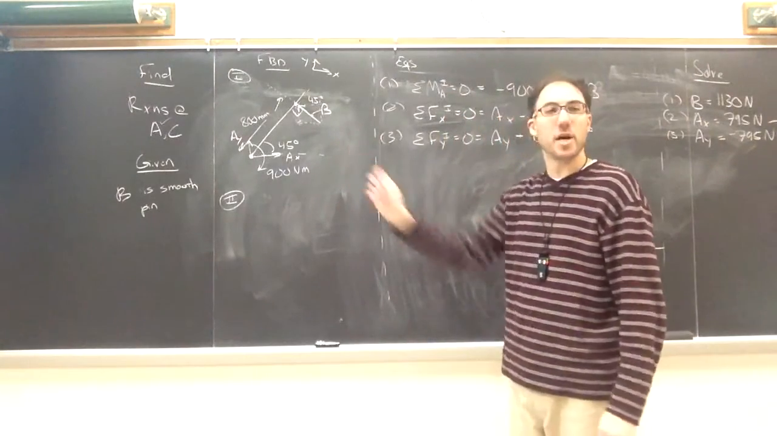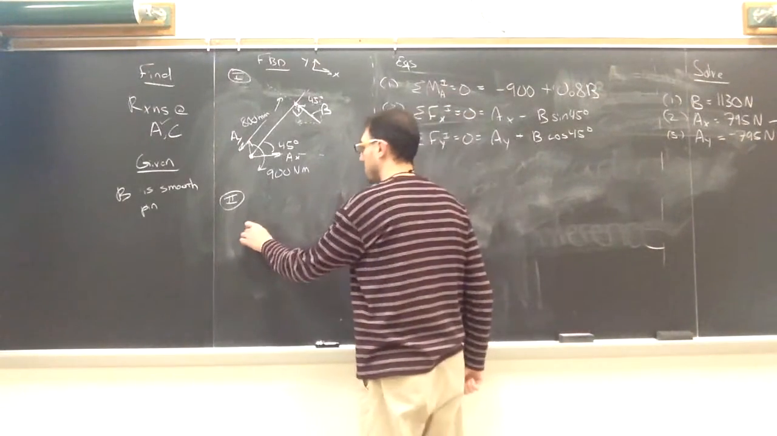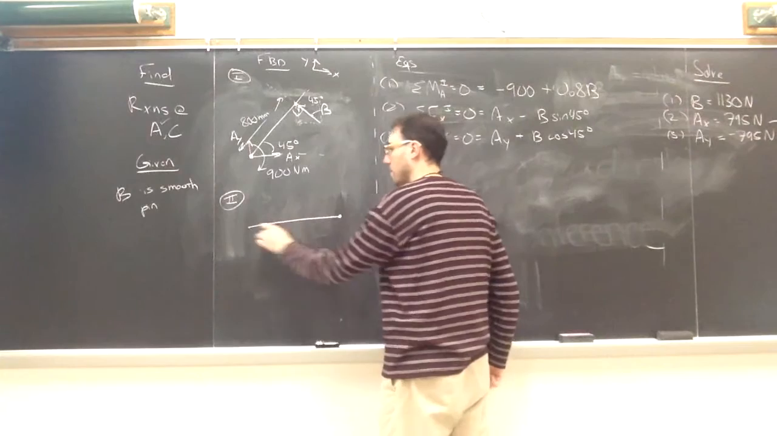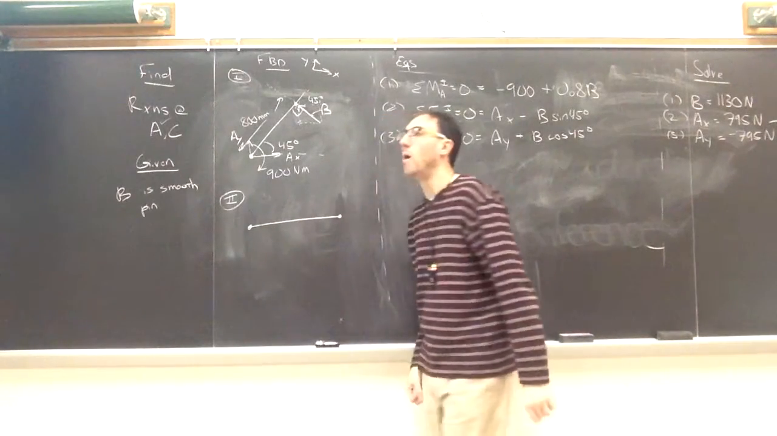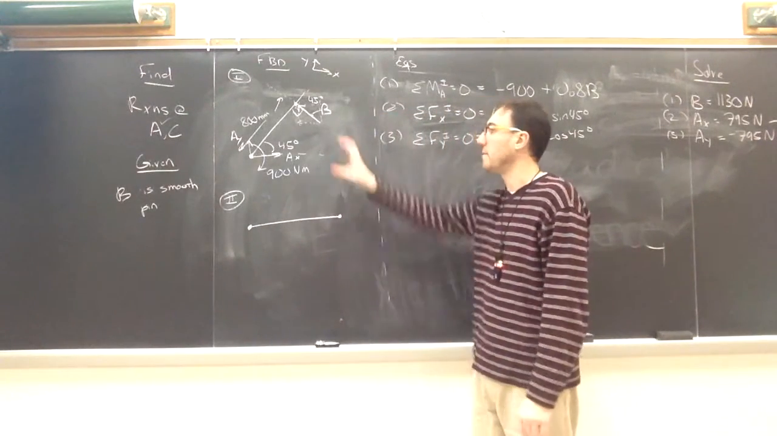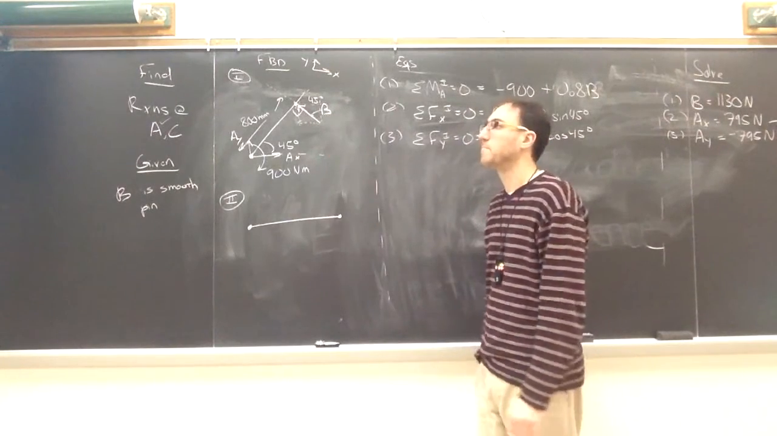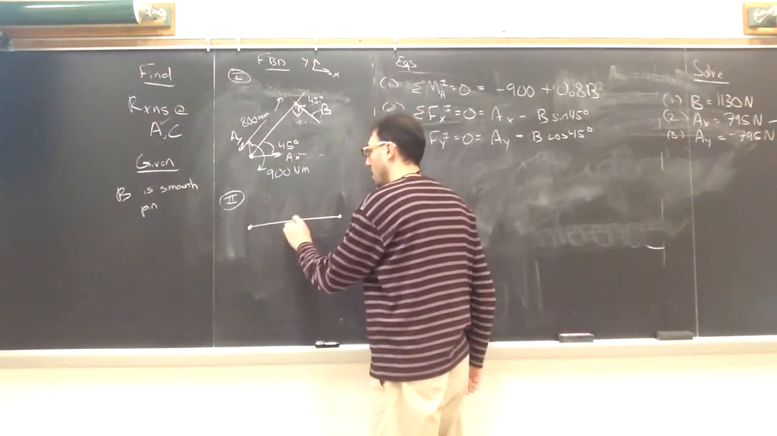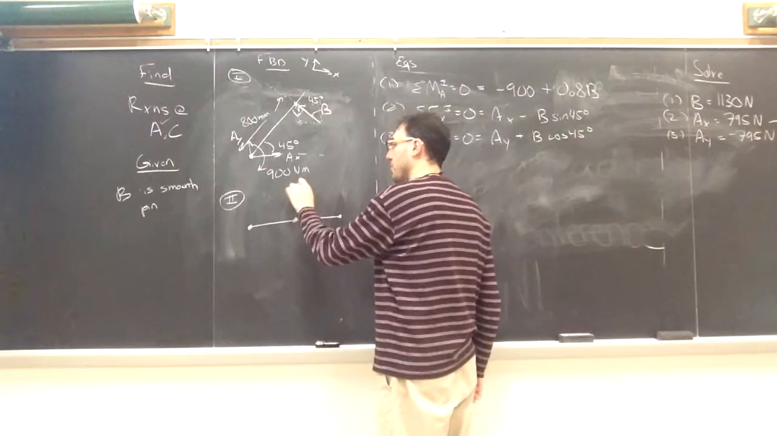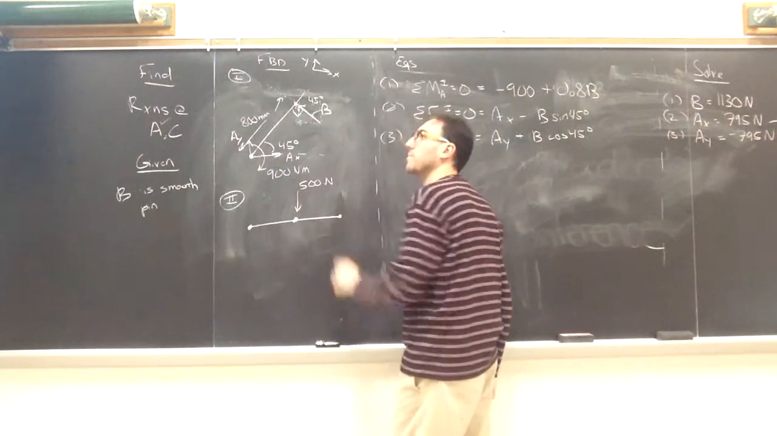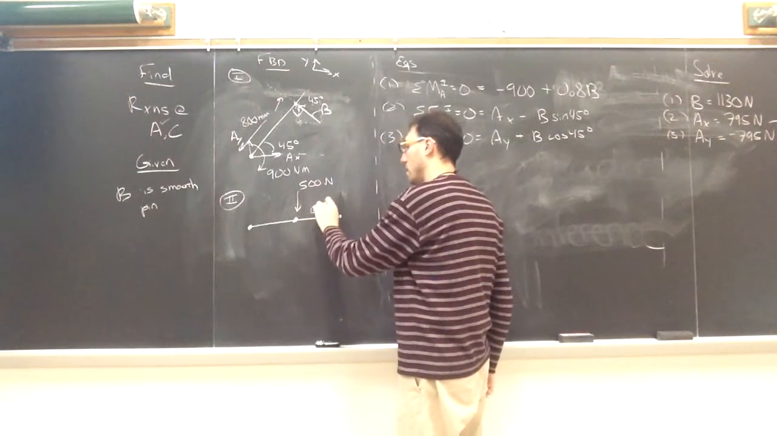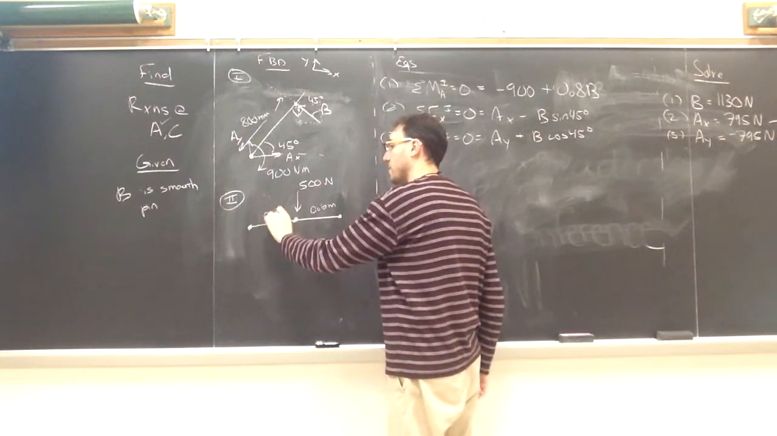Now I can draw just BC. And I'm going to isolate it from the wall at C. I'm going to isolate it from that first member, AB. I have here 500 newtons. In my drawing, I'll just convert this to meters right away.